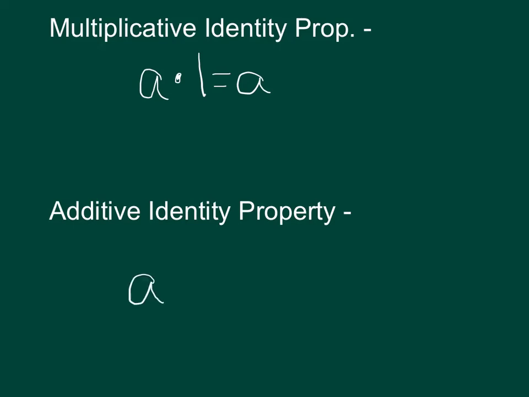What can you add to A so it doesn't change? Well, you can always add 0 and it's still going to be A. Okay, so for the multiplicative identity property, you can multiply anything by 1 and get itself. For the additive, you can add 0 to anything and still get itself. So whenever you see something start with a value and end with that same value, that's the identity property.